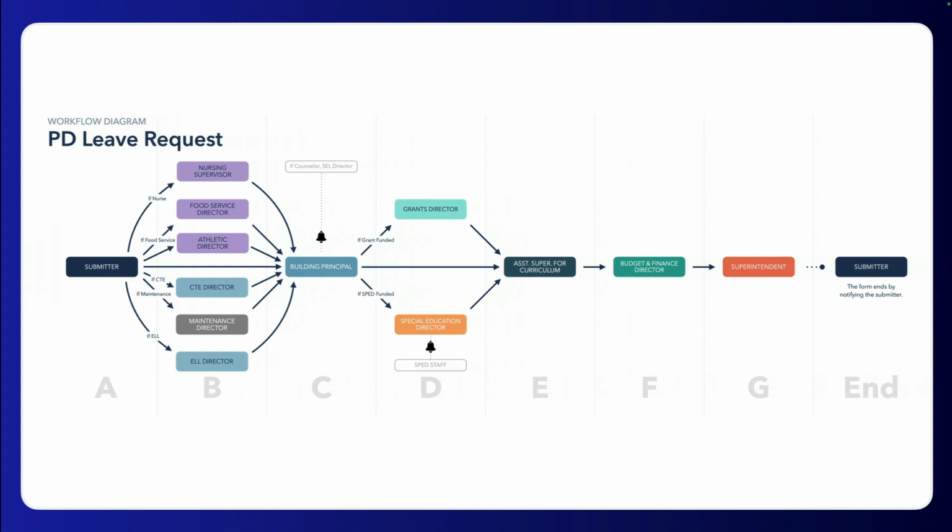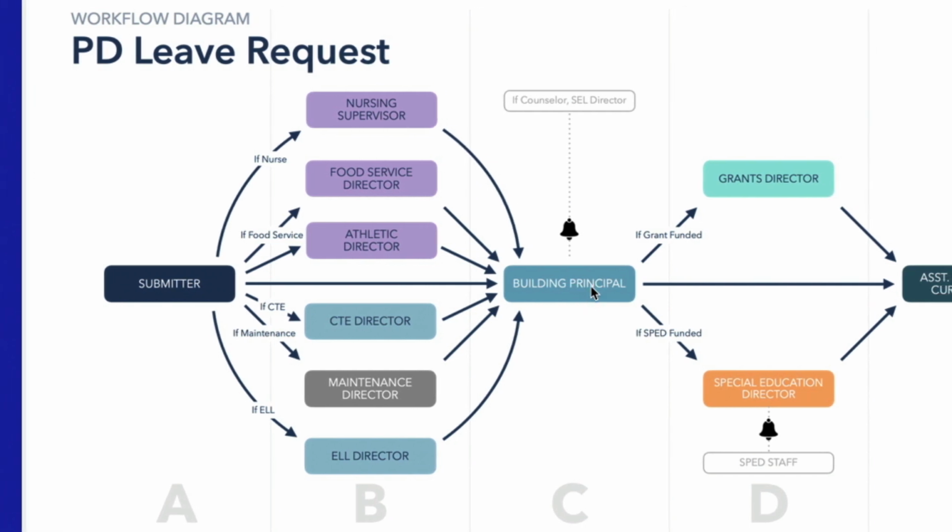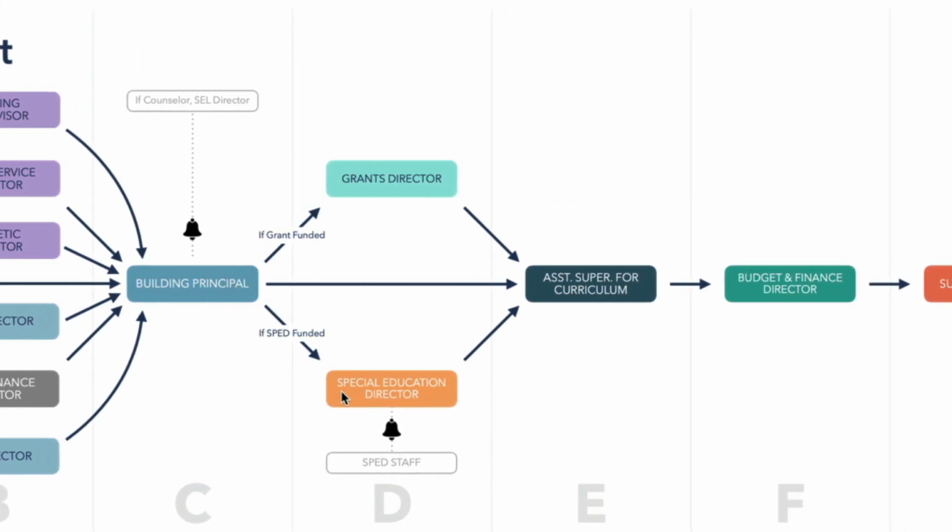The submitter starts it off, of course, but then based on that submitter's position, it goes to a lot of different options of people for this second step here before then going to that person's principal. And if they're a counselor, we wanted to notify folks. The principal would then choose the funding type, and then based on the funding type, there'd be another branch here where it's possible that grants needed to weigh in or special ed needed to weigh in.